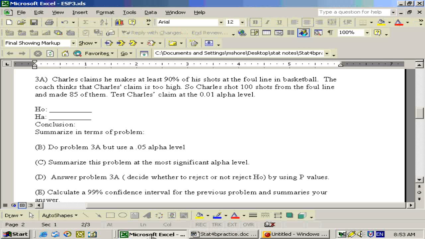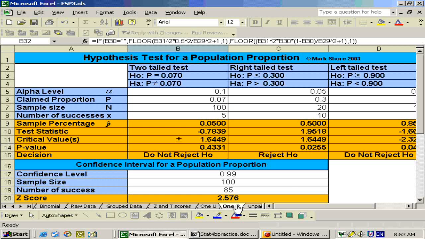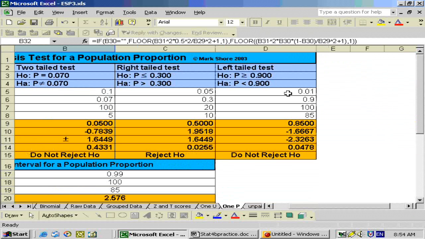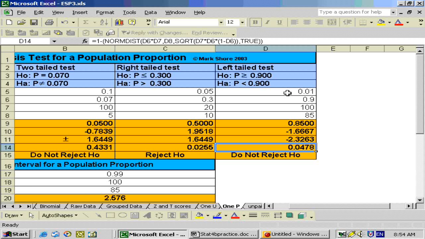So I'd go to the Excel sheet, go to the 1P sheet, and what we're doing here is a left-tailed test. So let's move over here a little bit. We'll put in the alpha level, which was 0.01, the claim percentage, which was 0.9, our sample size 100, and our number of successes 85, and we get this information here, and we see that we do not reject the null hypothesis. Okay, our p-value is not less than our alpha level.